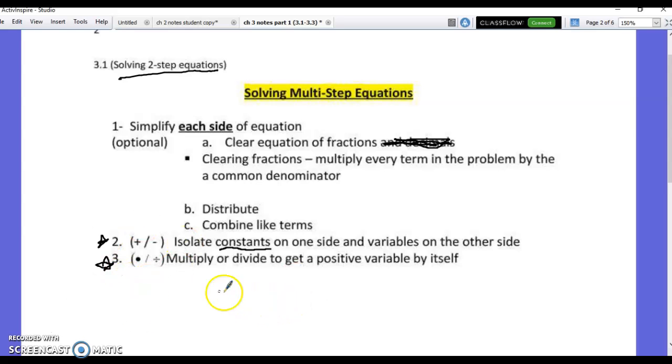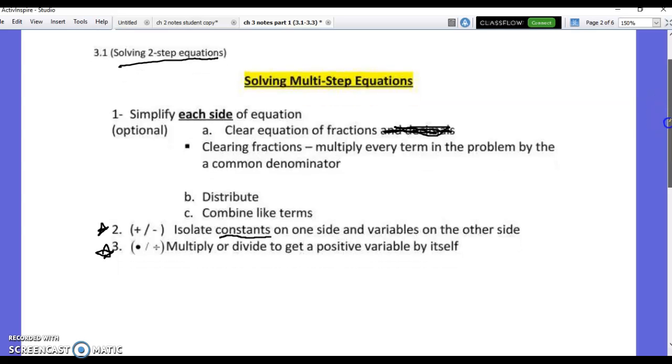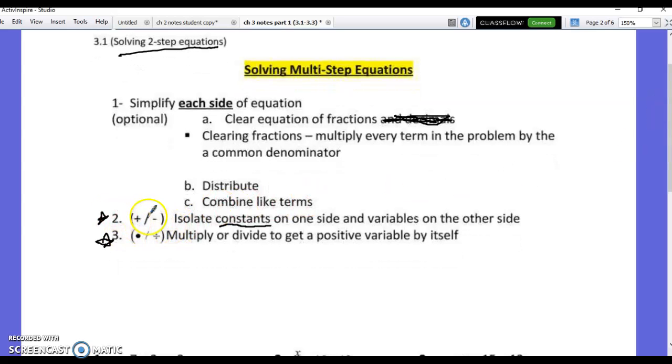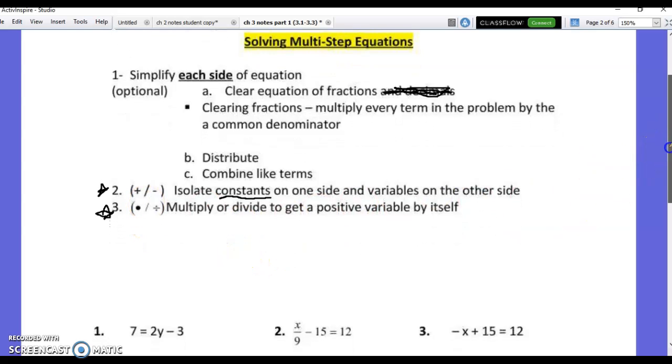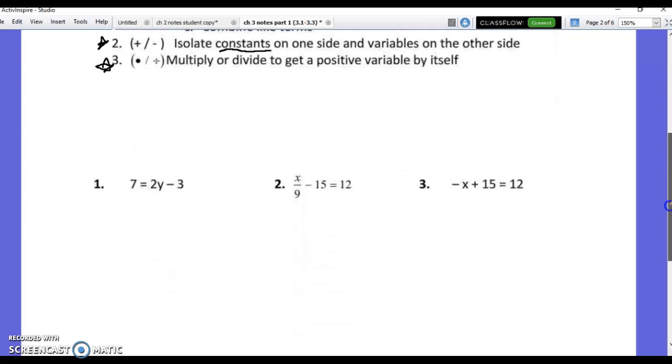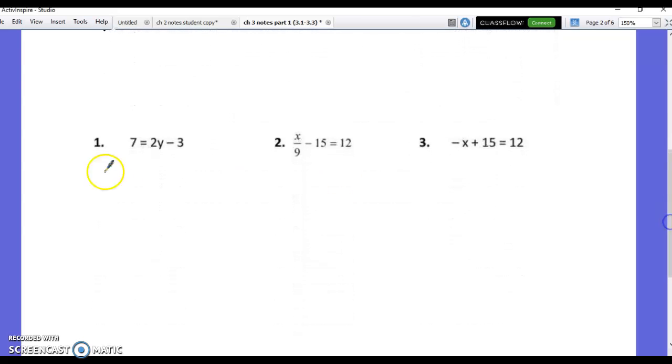Typically, especially if we have a multi-step problem, the last thing that we do is going to be to multiply or divide to get the positive variable by itself. So that's 9 times out of 10 going to be your last step. You might be adding and subtracting terms a lot before you get to that step 3. So let's see what we are talking about when we are talking about 2-step equations and how we're going to solve for a variable. 2-step just means exactly that. It should take us 2 levels of inverse operations to be able to solve a problem.